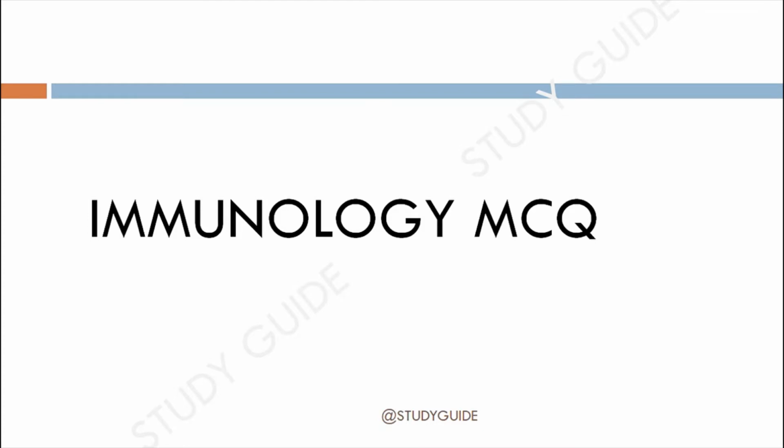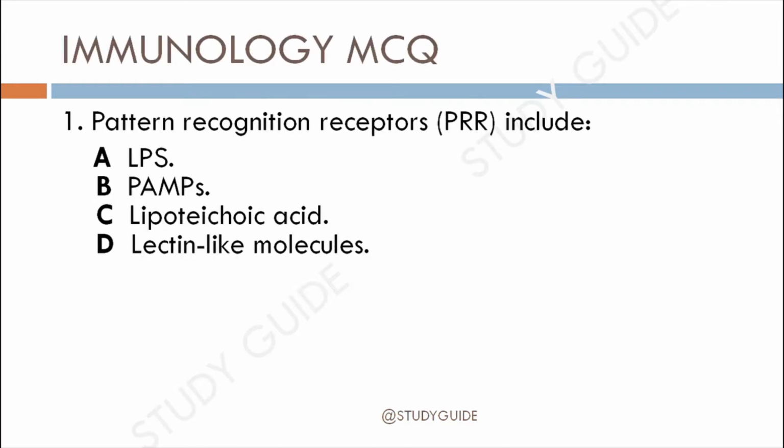Today we will do some of the immunology multiple choice questions. Let's start with the immunology MCQs. First question: the pattern recognition receptors, that are PRRs, include. Your options are LPS, PAMPs, lipoteichoic acid, or the lectin-like molecules. You can answer these in your comment box also.